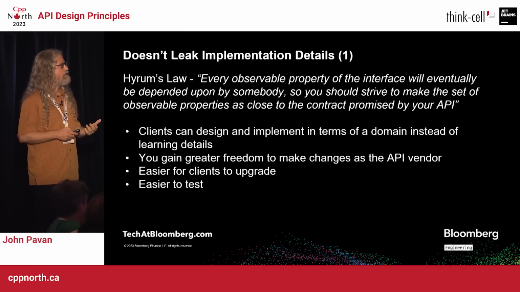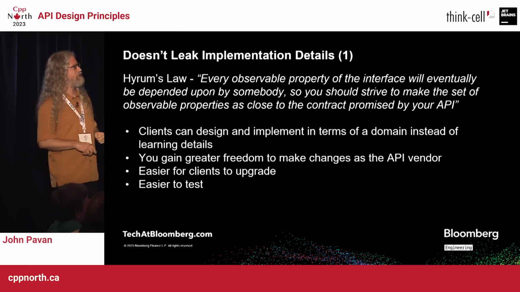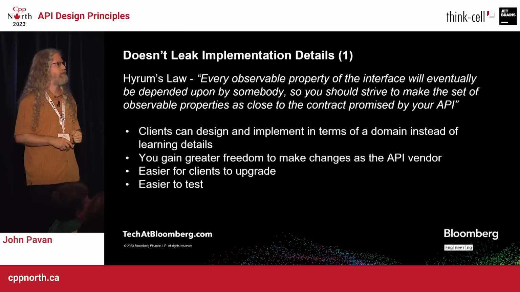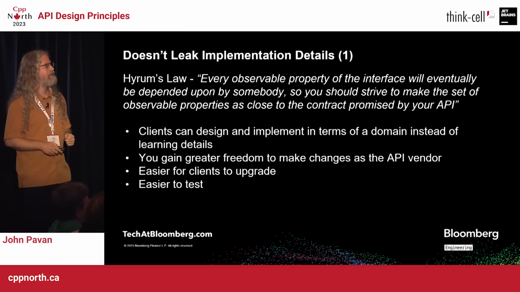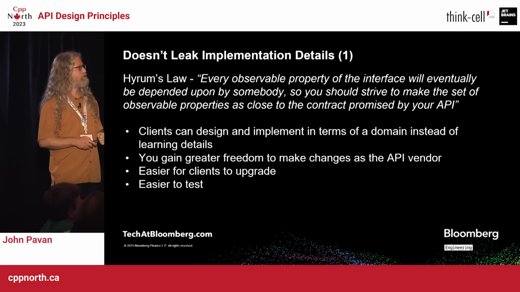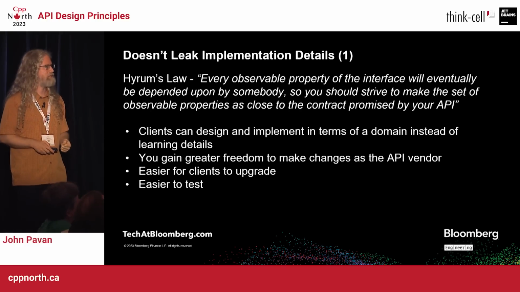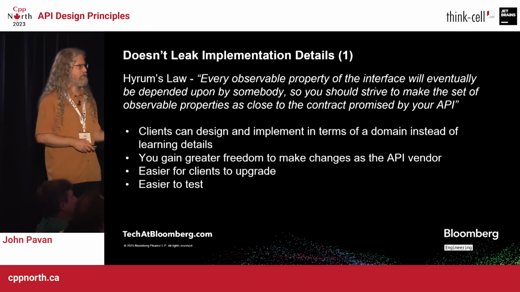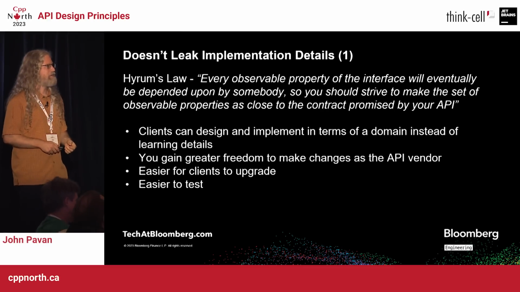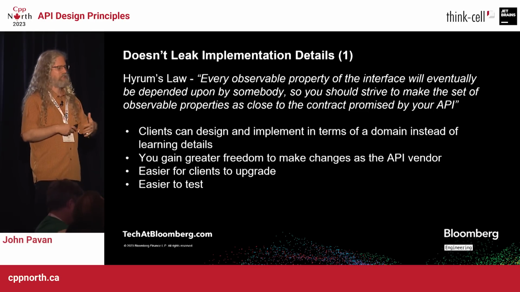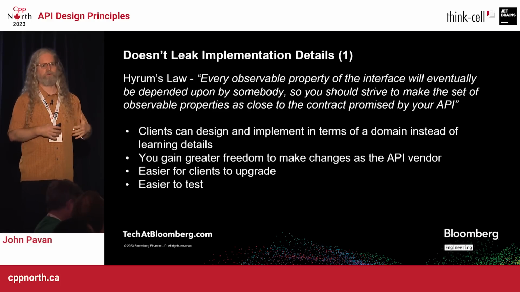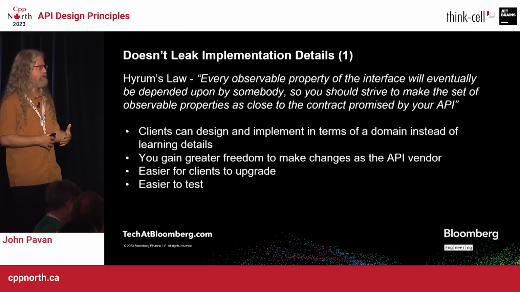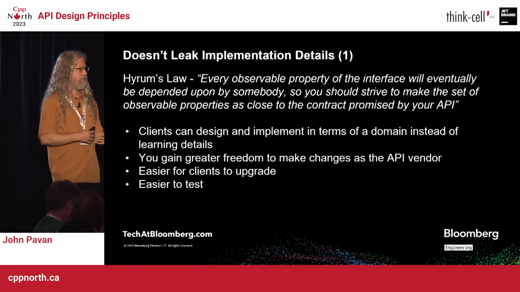You also should try to avoid leaking implementation details. This is basically Hyrum's law: every observable property of an interface will eventually be depended upon by somebody. So you should strive to make the set of observable properties as close to the contract promised by your API. Basically, try to work everything in terms of domain concepts. If your implementation is leaking through into your API, then the people that are using your library can't rely on their domain knowledge and instead have to learn the details of your implementation. This makes it much more difficult for them to use it. It makes them less likely to use it as well.